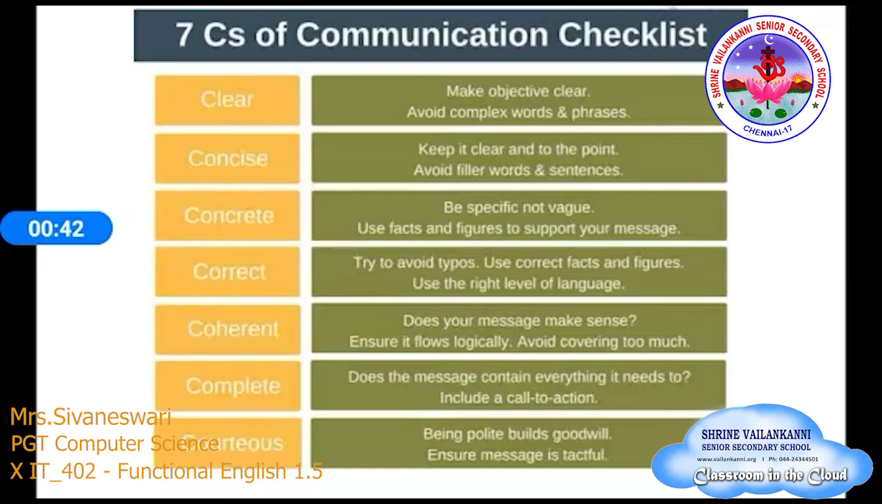Concrete: be specific, not vague. Use facts and figures to support your message. Correct: for correctness, try to avoid typos. Use correct facts and figures. Use the right level of language. Coherent: does your message make sense? Ensure it flows logically. Avoid covering too much. Complete: does the message contain everything it needs to? Include a call to action. Courteous: being polite builds goodwill. Ensure that your message is tactful. So all these 7 C's help in improving our communication.